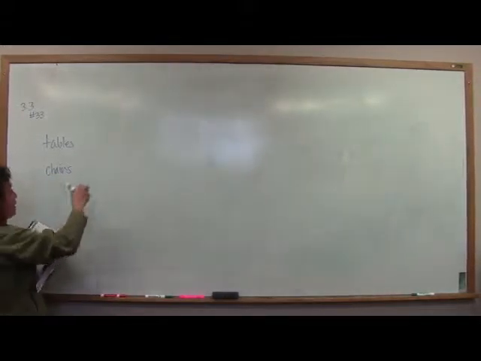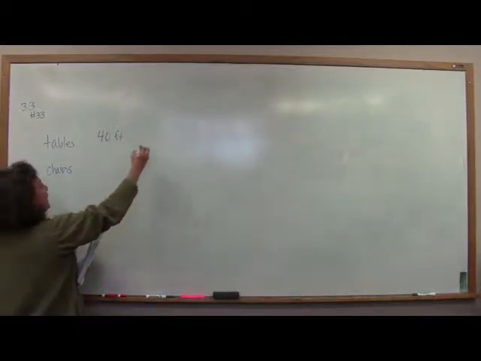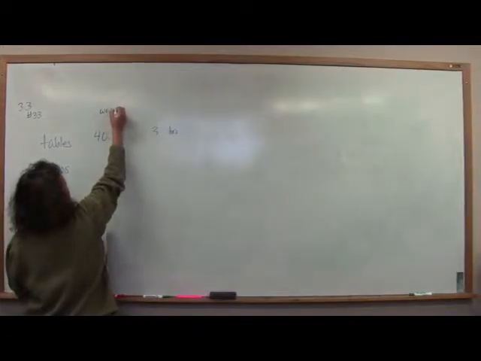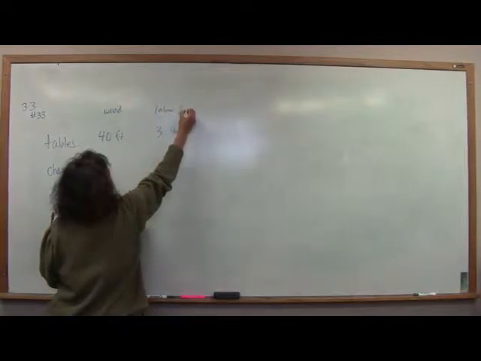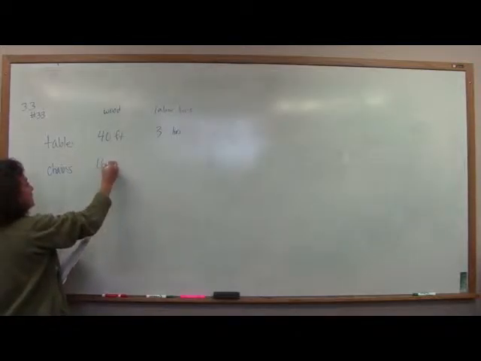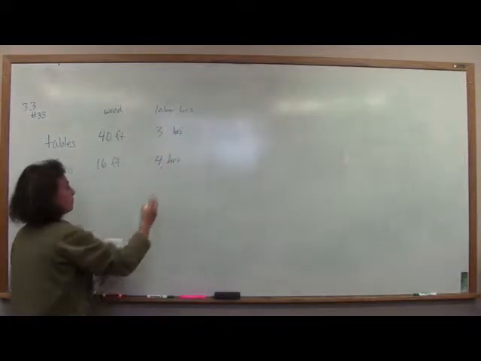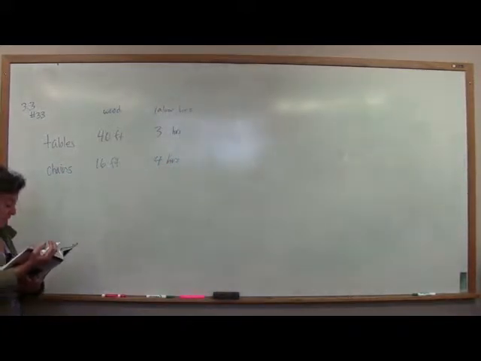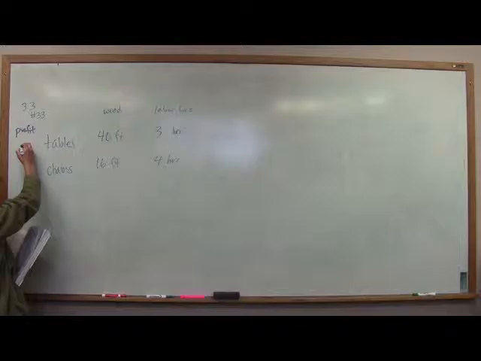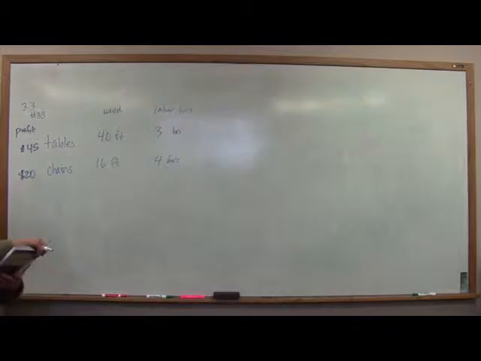Each table requires 40 board feet of wood and 3 labor hours. So this is wood and this is labor hours. And each chair requires 16 board feet of wood and 4 labor hours per chair. The next thing that we're given is the profit for each table. I'll put profit right here, is $45, and the profit for each chair is $20.